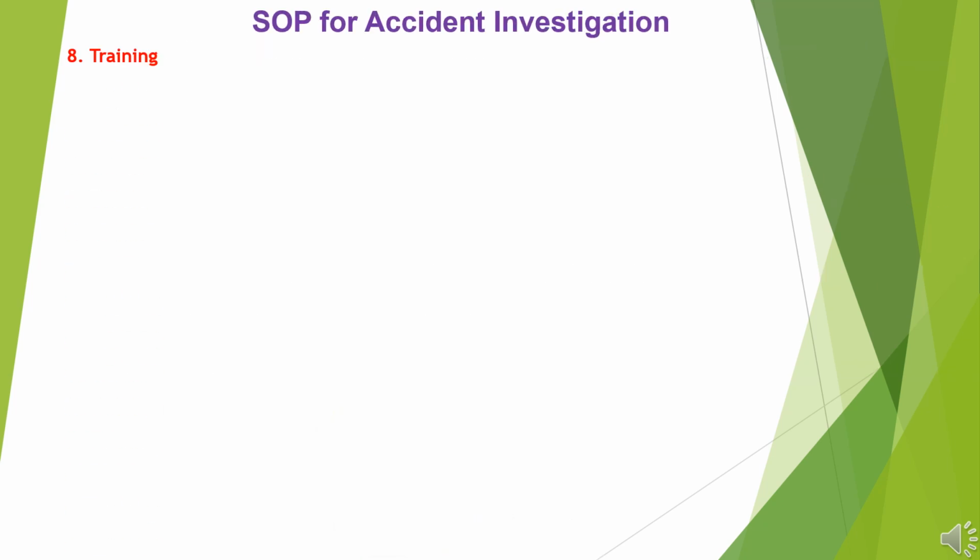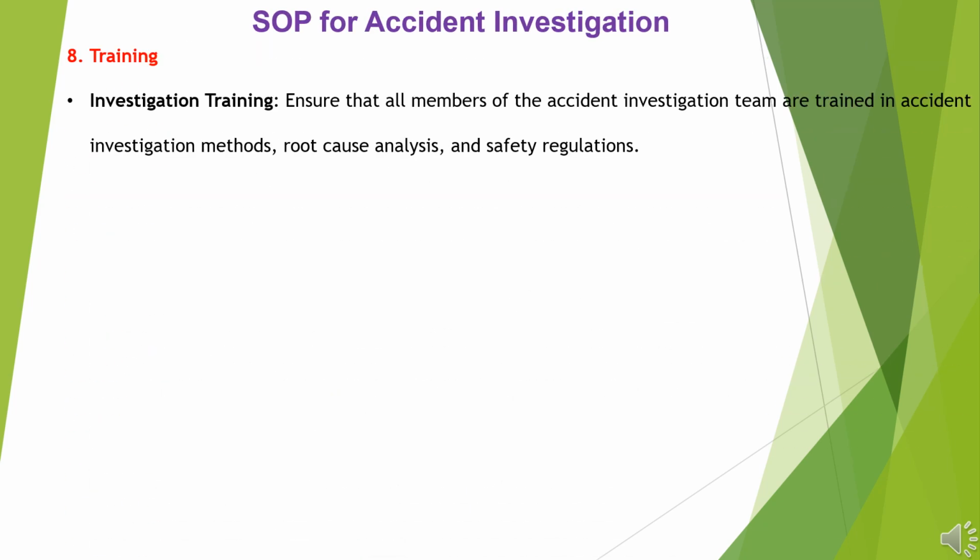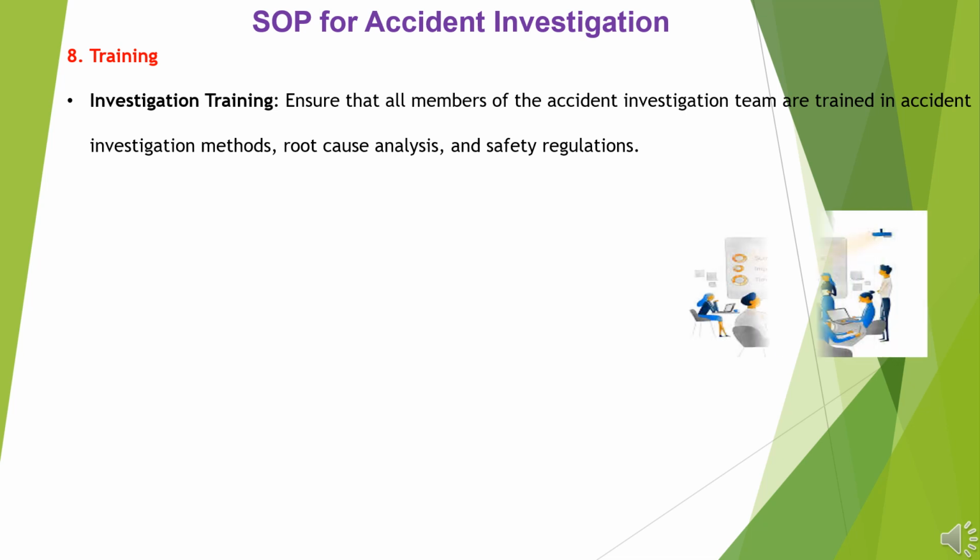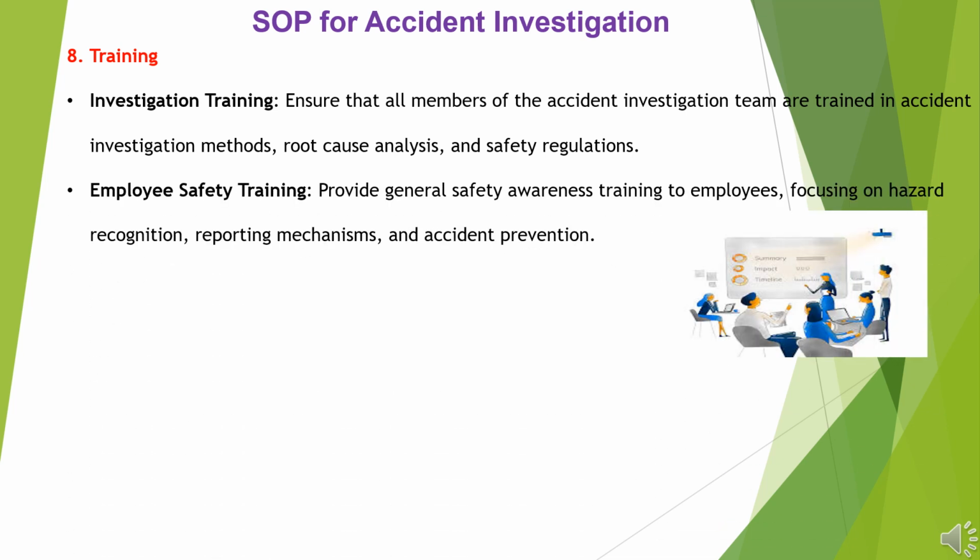8. Training. Investigation training. Ensure that all members of the accident investigation team are trained in accident investigation methods, root cause analysis, and safety regulations. Employee safety training. Provide general safety awareness training to employees, focusing on hazard recognition, reporting mechanisms, and accident prevention.